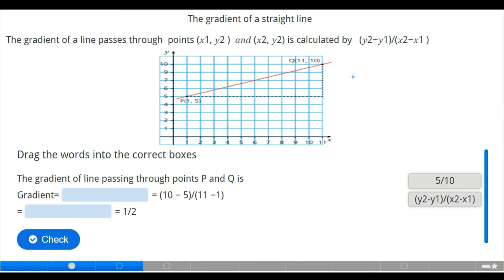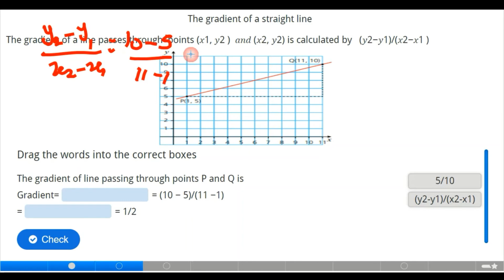We have been told that the gradient is given as y2 minus y1 over x2 minus x1. Now from there, y2 is 10 and y1 is what? 5. x2 is what? x2 is 11, and x1 is what? 1. So it's going to be 5 over 10. 5 can go in 5 how many times? That is 1. So we have 1 here. And 5 can go in 10 how many times? That is 2. So we have an answer of 1 over 2. With this, we are going to be dragging the right answers into the boxes.